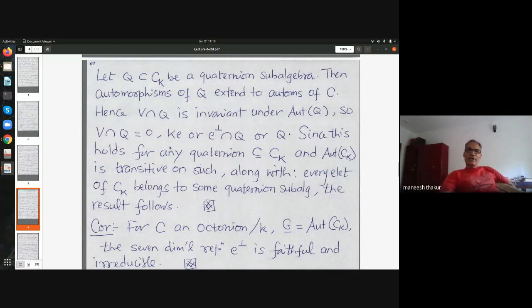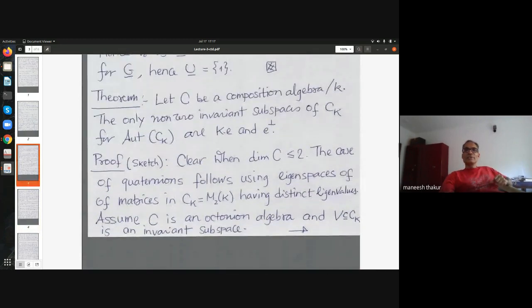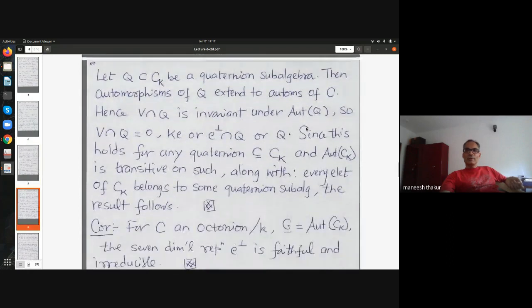Yeah, so this holds for any quaternion subalgebra, and this acts transitively on the set of quaternion subalgebras. Also, we notice that every element belongs to some quaternion subalgebra. That will tell us that this intersection, in fact, we intersected with, so basically the result follows from here. The only invariant subspace must be 0 or KE or E perp or the whole octonion algebra. This follows from here.